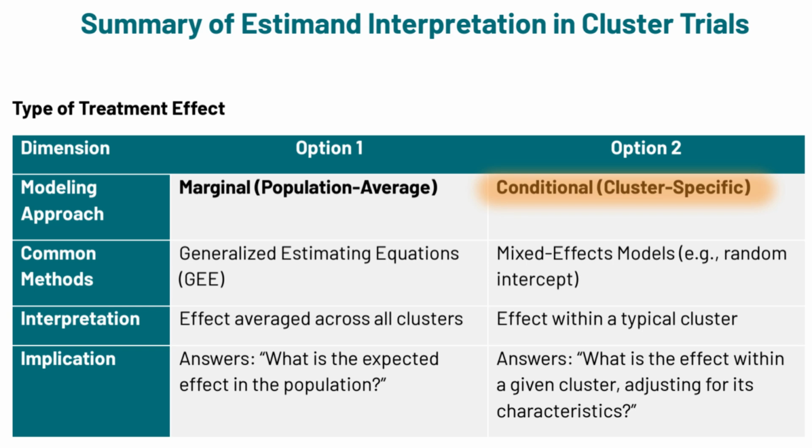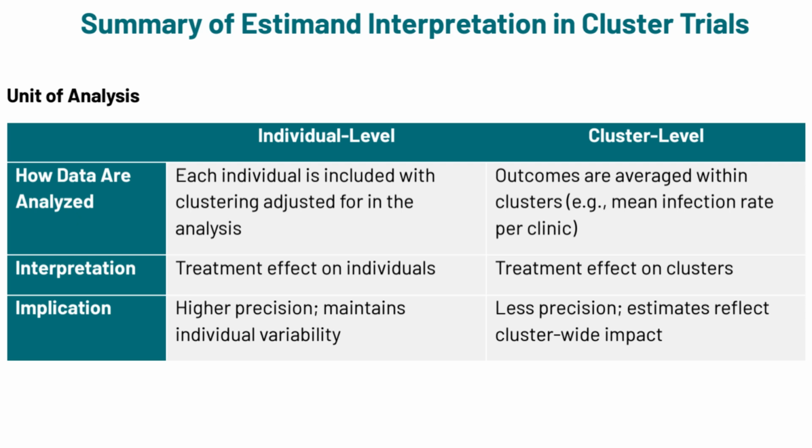Next, it's important to consider the level at which you're analyzing your outcome data. When the analysis uses individual-level outcomes, while properly accounting for clustering, you are measuring the treatment effect at the individual level. Using marginal methods here gives you the average effect for all individuals, while mixed effects methods give you the effect you'd see for a typical individual within a site. On the other hand, when you average the results for each site first and then analyze those averages, you're measuring the treatment effect at the cluster level.